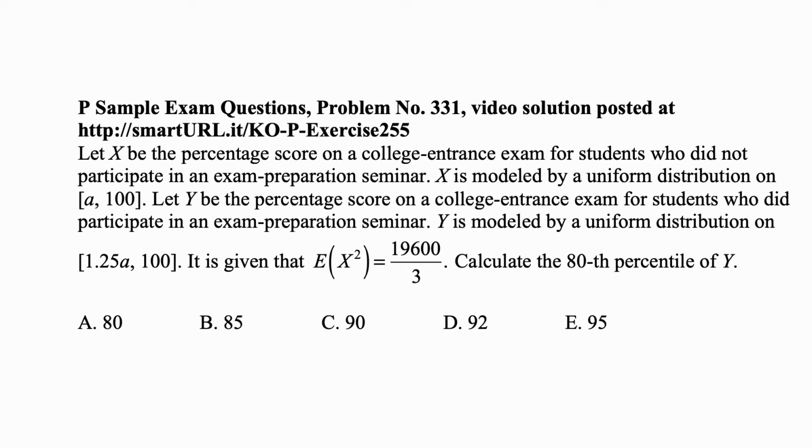Here's a problem for today for exam P on probability. Let X be the percentage score on a college entrance exam for students who did not participate in an exam preparation seminar. X is modeled by a uniform distribution on the interval from A to 100. Let Y be the percentage score on a college entrance exam for students who did participate in an exam preparation seminar. Y is modeled by a uniform distribution on the interval from 1.25 times A to 100. It is given that E of X squared, the second moment of X, is equal to 19,600 divided by 3. Calculate the 80th percentile of Y.